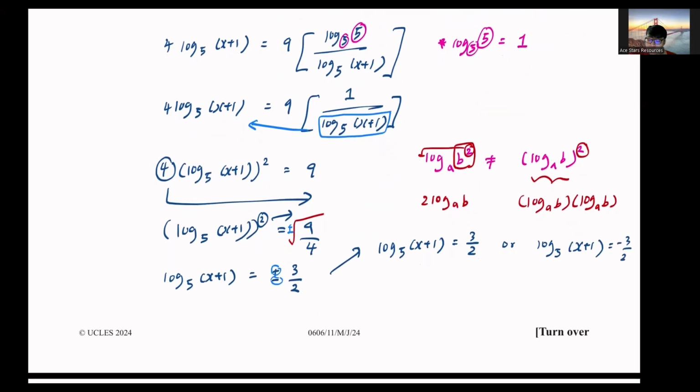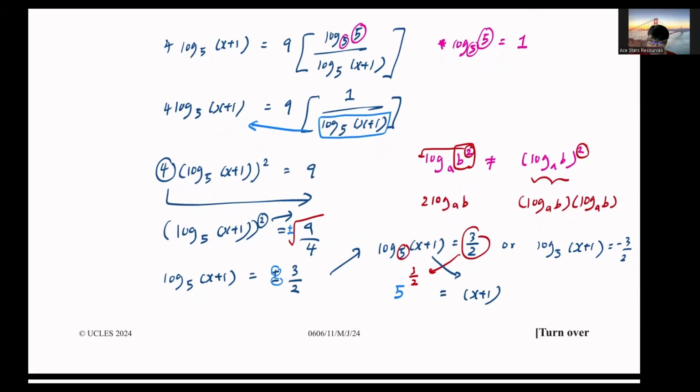Now you have to convert from logarithmic form to exponential form. How are you going to do that? Just write them down. 5, the 3 over 2 moves over to the other side, while the x plus 1 moves over to the other side here. So technically, that's the answer.